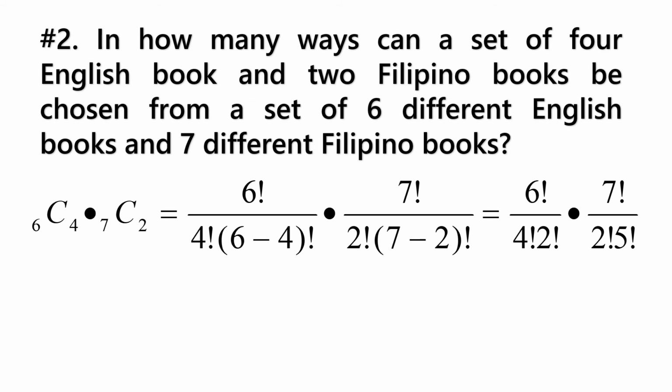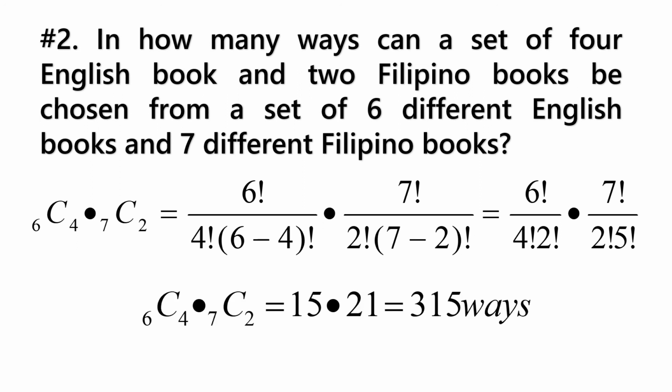So, solve nyo muna separately, saka i-multiply. So, sa una natin, combination of 6 objects taken 4 at a time is 6 factorial divided by 4 factorial times 6 minus 4 factorial. And then dun sa kabila, combination of 7 objects taken 2 at a time is 7 factorial divided by 2 factorial times 7 minus 2 factorial. So, solve from there. So sa combination of 6 objects taken 4 at a time is 15. Times mo siya sa combination of 7 objects taken 2 at a time is 21. So 15 times 21 will give us 315 ways.